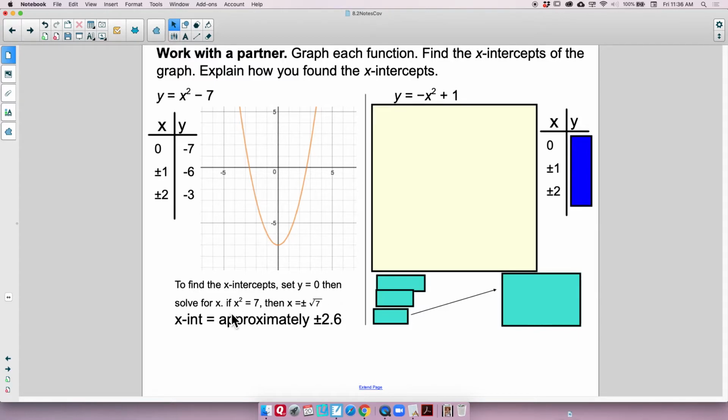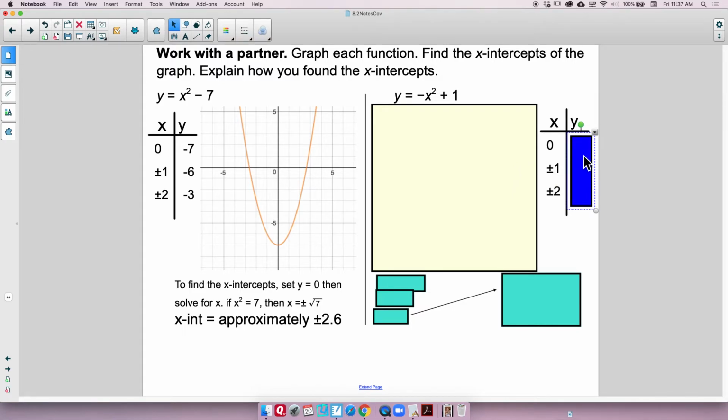Okay, because we could literally take the square root of both sides, right? All right, so the x-intercept is approximately plus or minus 2.6, which is what it pretty much looks like on our graph. Okay, try y equals -x squared plus 1. And here's the numbers to plug in. Go ahead and try it.